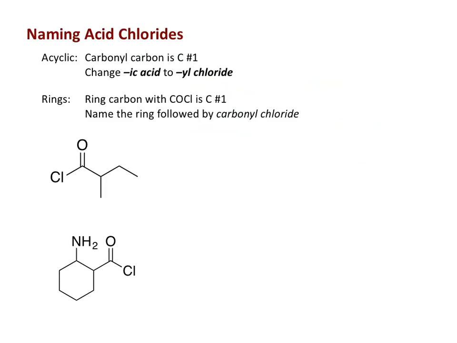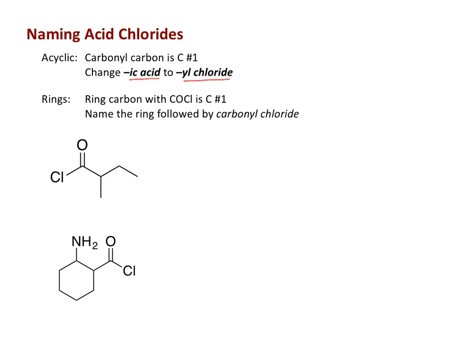In order to name acid chlorides, the basic rules are as follows. The carbonyl carbon is carbon 1, just like in the carboxylic acids. And then for the ending, if it was a carboxylic acid, you would have the ic acid ending. What we're going to do is change that to yl chloride to specify that it's the acid chloride. Or if it were an acid bromide, you would change it to yl bromide, and so forth. So let's work on this first one. We're going to name it using both the IUPAC and common names.